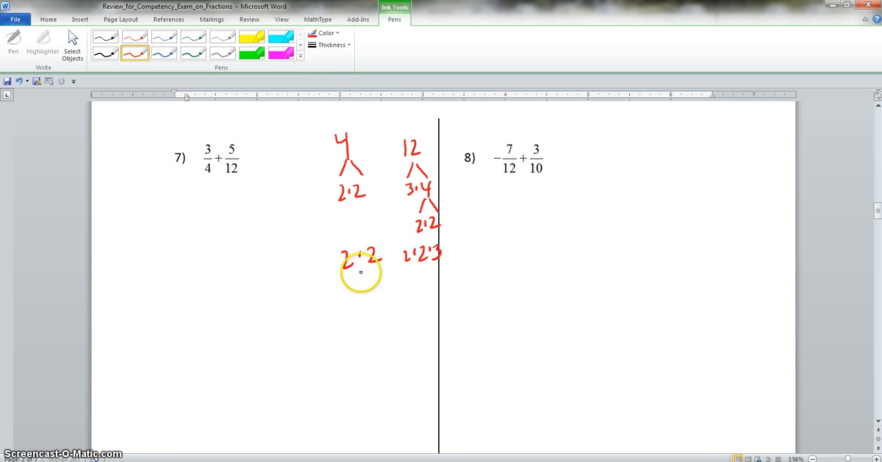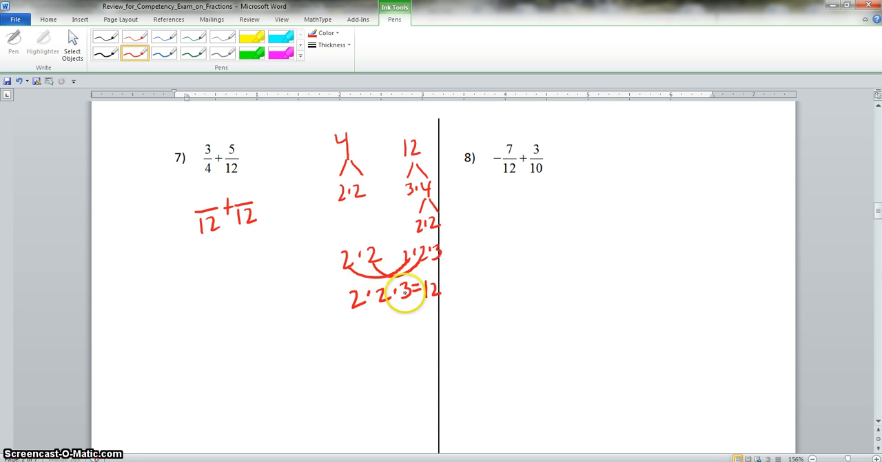Now we find the common denominator. We match up these two 2's, we count it once. We match up these two 2's, we count it once. And then we have a 3 left over. So our least common denominator would be 2 times 2 is 4 times 3 is 12. So our least common denominator would be 12.